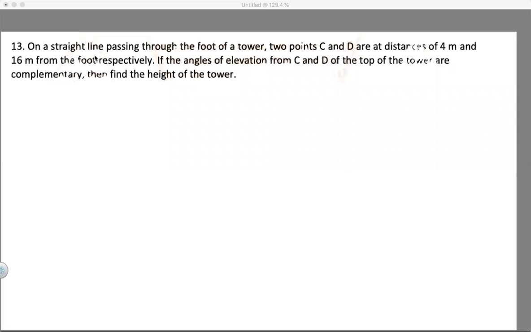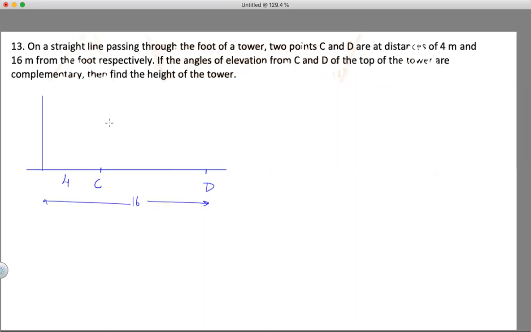On a straight line passing through the foot of a tower. So there is a tower and there is a straight line. There are 2 points C and D. There's point C and let's say this is the point D. So this distance is 4 meter and this distance is 16 meter. If the angles of elevation from C and D are complementary, so let's say this angle is theta, then this angle will be 90 minus theta.